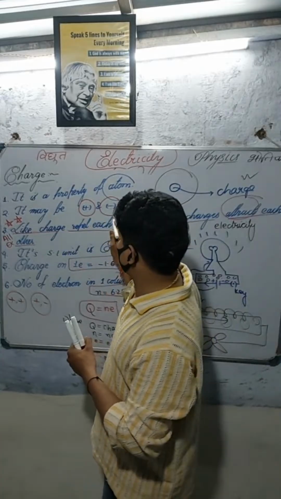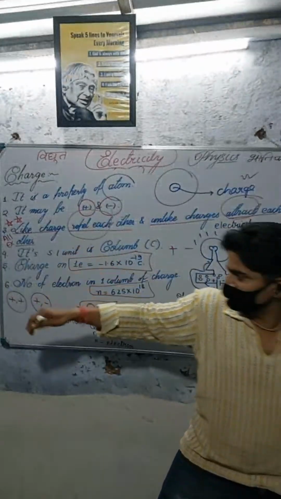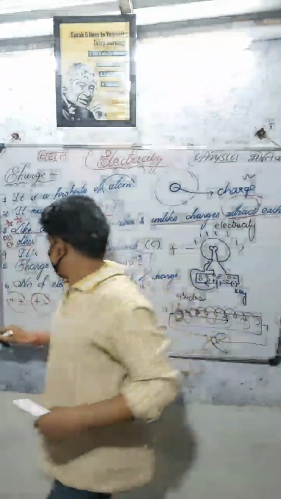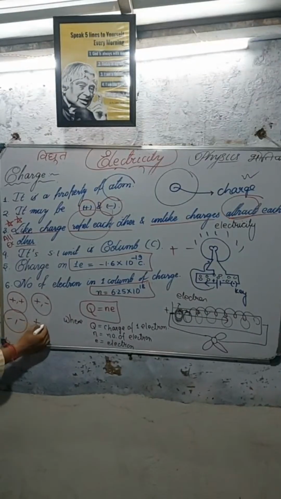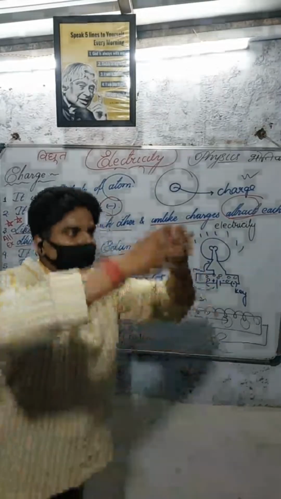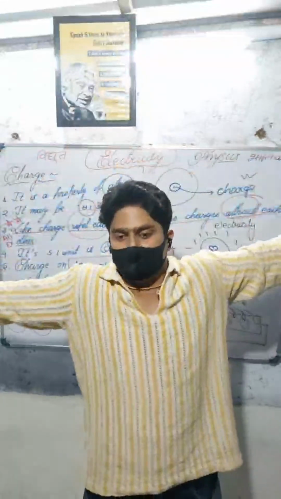Like charges repel each other. दूर. Yes or no? So which kind of charges repel? Negative charges repel each other. Yes or no? Positive charges repel each other. What is the meaning of repel? Repel means वो आपस में एक दूसरे से दूर जाएंगे. They maintain the distance between them. All right?